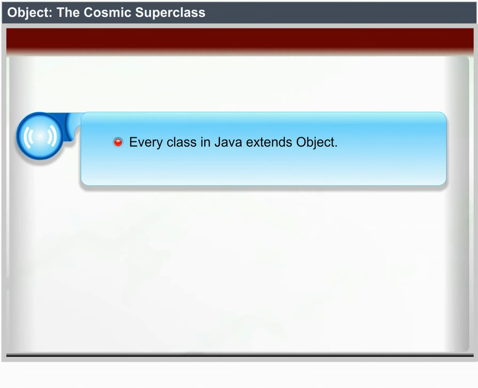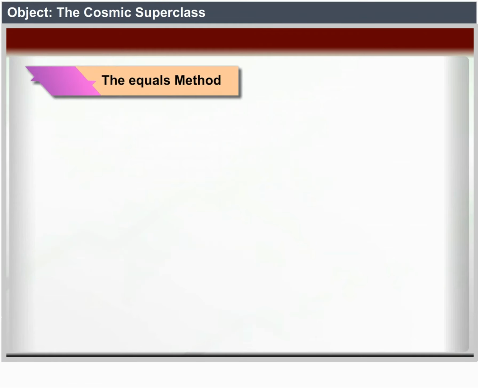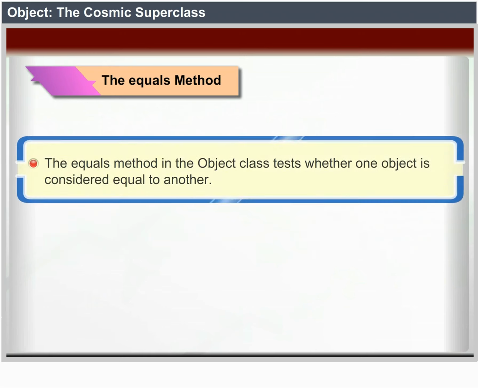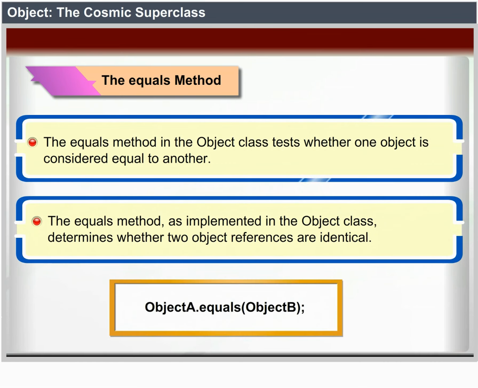Object, the cosmic superclass. Every class in Java extends Object. Some services provided by the Object class are the equals method. The equals method in the Object class tests whether one object is considered equal to another. The equals method, as implemented in the Object class, determines whether two object references are identical. a.equals(b).